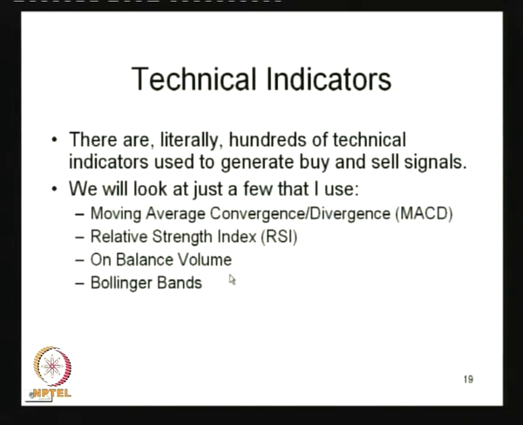And there are some technical indicators we always use. There are literally hundreds of technical indicators we have to know to generate buy and sell signals in the market. What we generally use is the moving average convergence divergence method, another indicator is the relative strength index, another is on-balance volume, and another is the Bollinger Bands. These are very popularly used technical indicators in the market to know whether we should buy the stock or sell the stock.